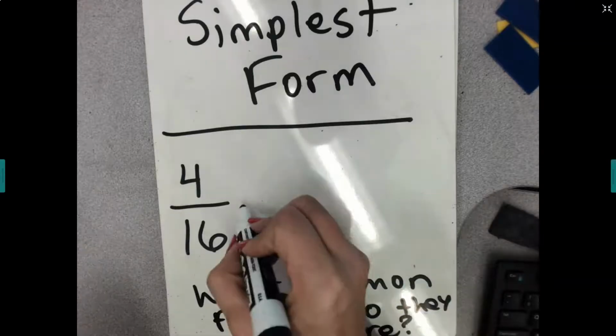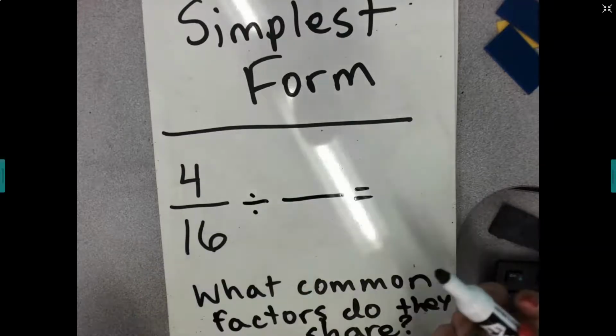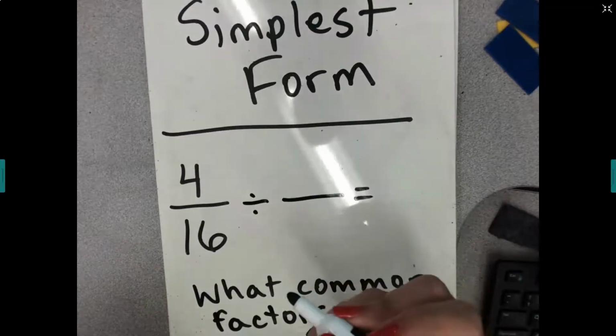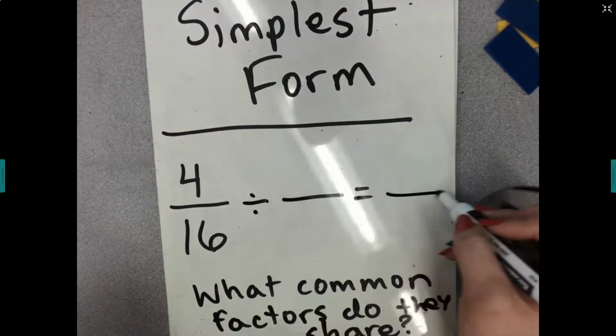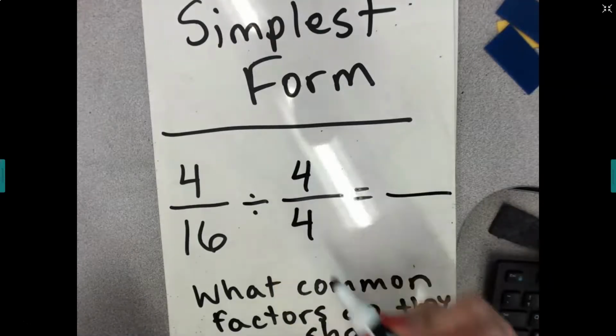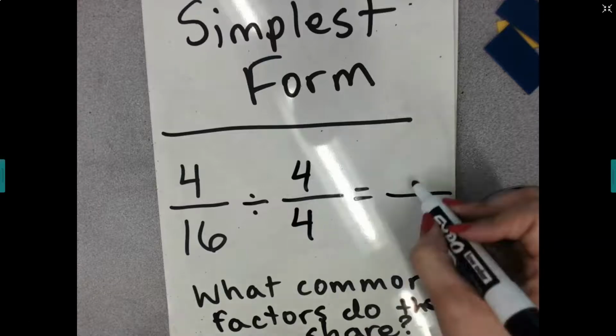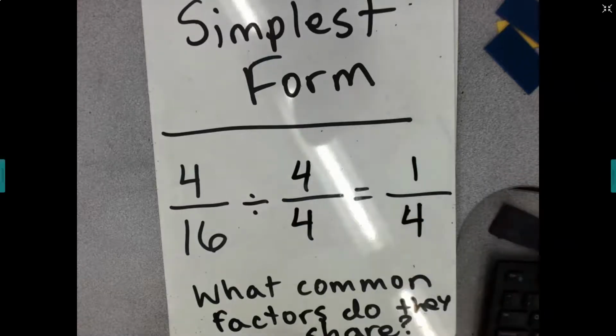So I want to divide my numerator and my denominator by the same number because that will give me an equivalent fraction. All right, so if I divide by 4/4, because 4 is the greatest number that they both have in common, then I will get 1/4 as my simplest form answer.